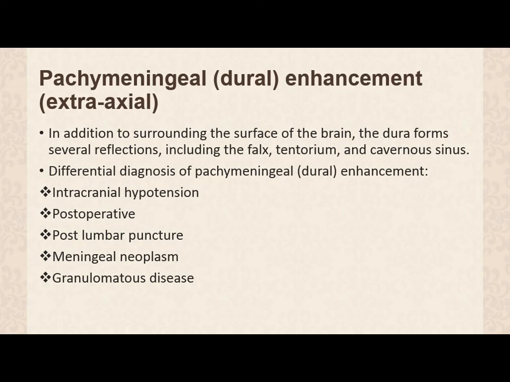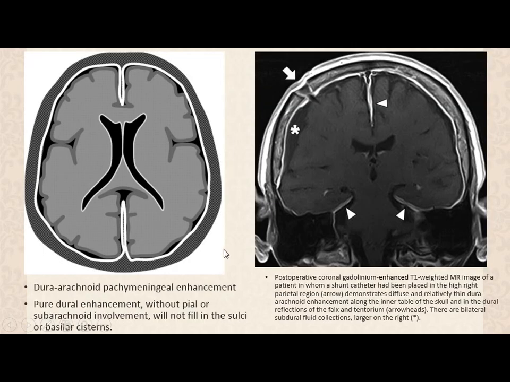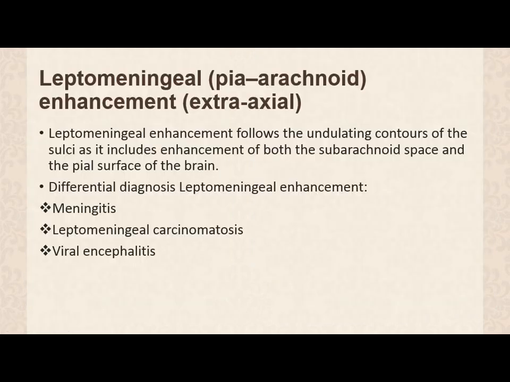We have what's called pachymeningeal or dural enhancement. Since it's meningeal, it's extra-axial. It happens in intracranial hypotension, post-operative, post-lumbar puncture, meningeal neoplasm, and granulomatous diseases. For example, you can see here, this is the pachymeningeal enhancement. This patient has a VP shunt, ventriculoperitoneal shunt, and it's over-shunting, resulting in intracranial hypotension. You can see all the meninges are smoothly enhanced. This is pachymeningeal enhancement.